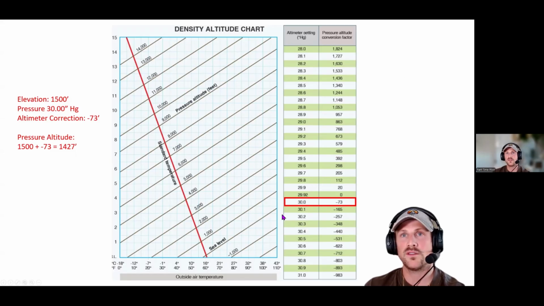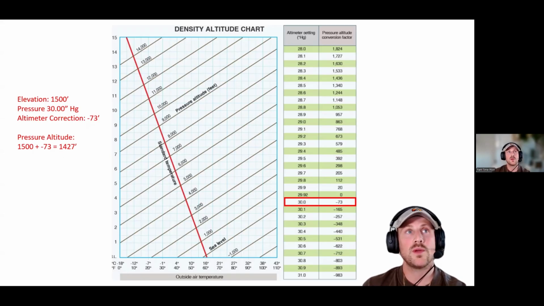Yeah, all we've done is use this little chart over here. With our pressure, that gave us the minus 73 altimeter correction. We then took our elevation and corrected it using that correction to get our pressure altitude.